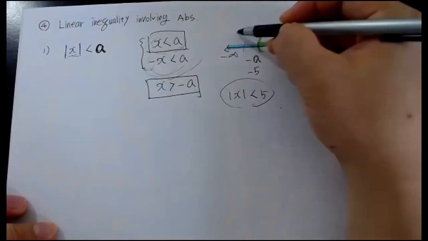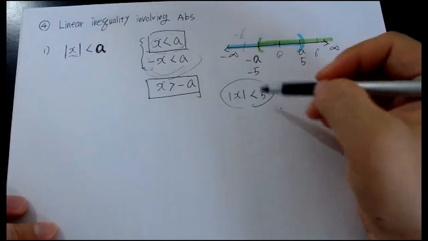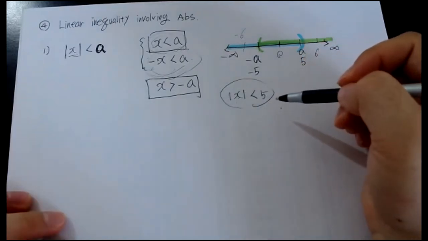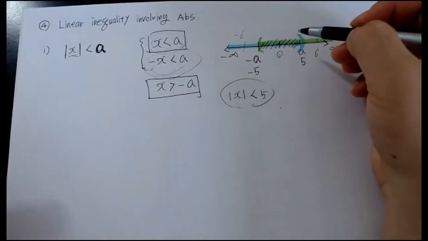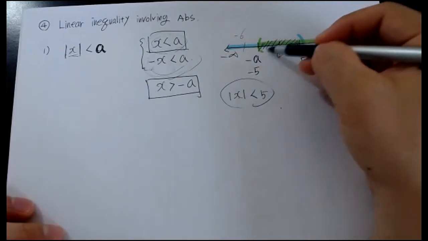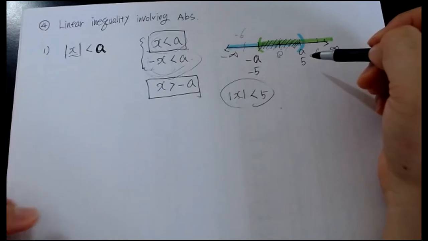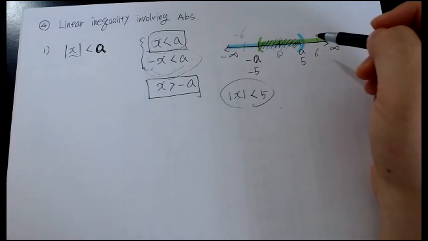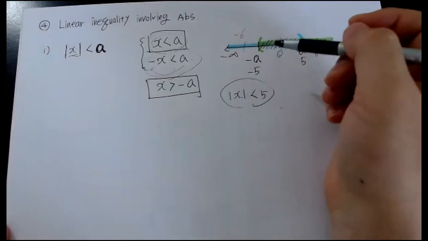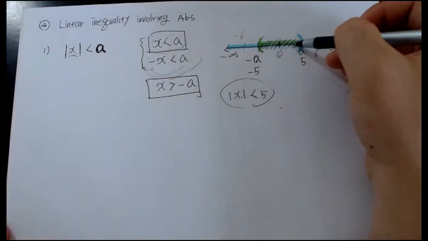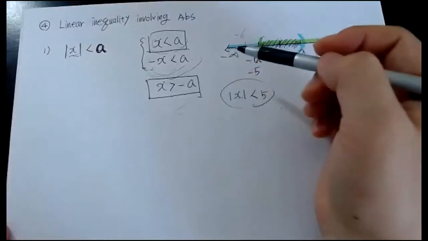Okay, what if negative 6? The absolute value of negative 6 is 6, which is less than 5. It's not true. So all the numbers between negative 5 and 5 in this example must be solutions, right? Now, as you can see, this is the overlapping part of the two solution sets of that inequality, right? Okay.